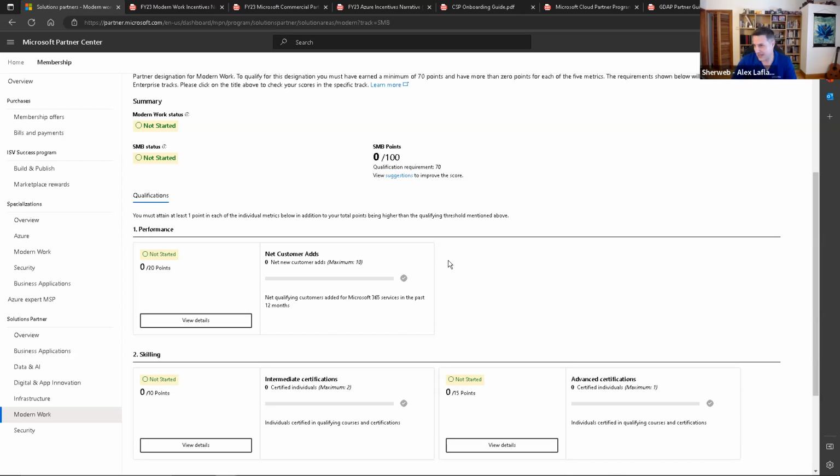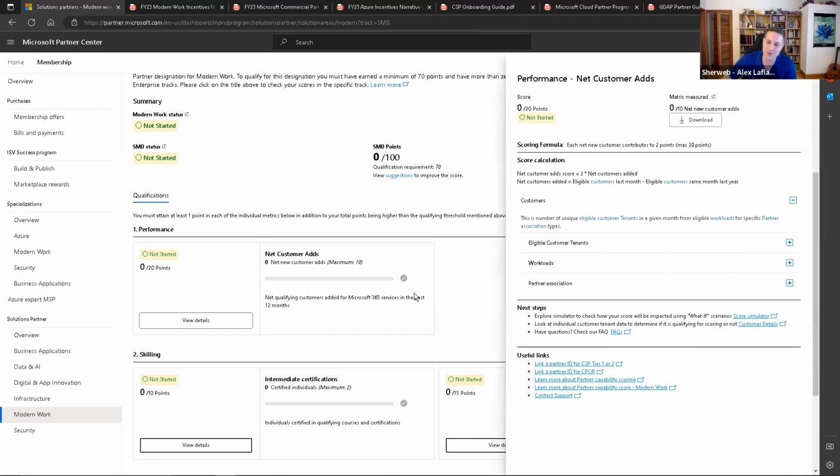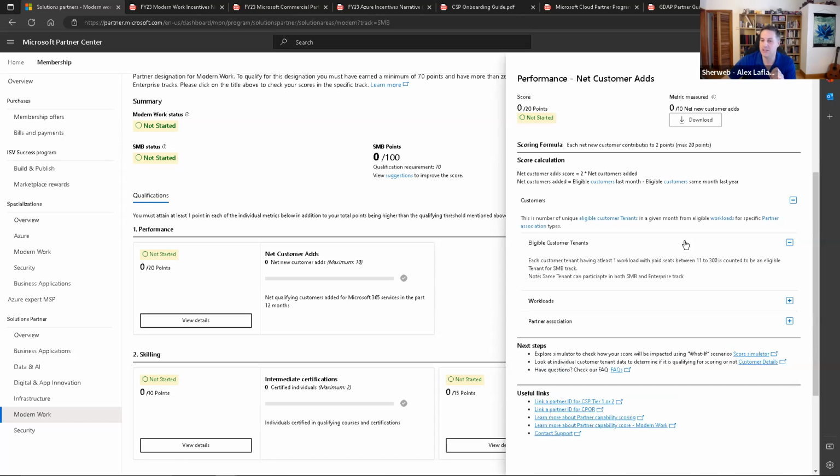But then, like Nick said at the beginning of the call, I actually read the documents. So in here, if we drill down, we find out what do they actually mean by net customer adds. The first thing that we have to understand is it has to be for eligible customer tenants. These eligible customer tenants have to be between 11 and 300 paid seats, meaning that if you have a customer with 20 licenses of Business Basic, they will fall into this. If you have a customer with only 8 licenses or 9 licenses of something, unfortunately, they will not count yet, okay?